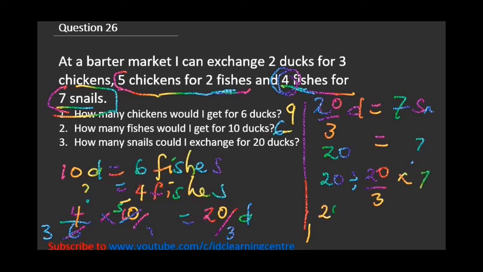So 20 times, you flip, 3 over 20 times 7 over 1. 20 cancels 20. 3 times 7 will give me 21. That's the answer. Okay, 21 snails.